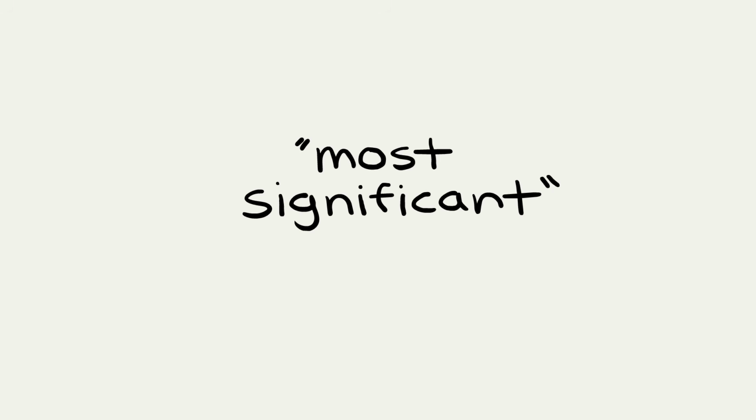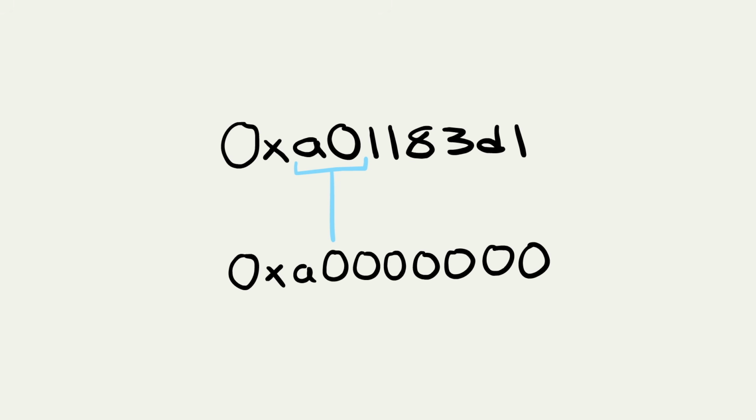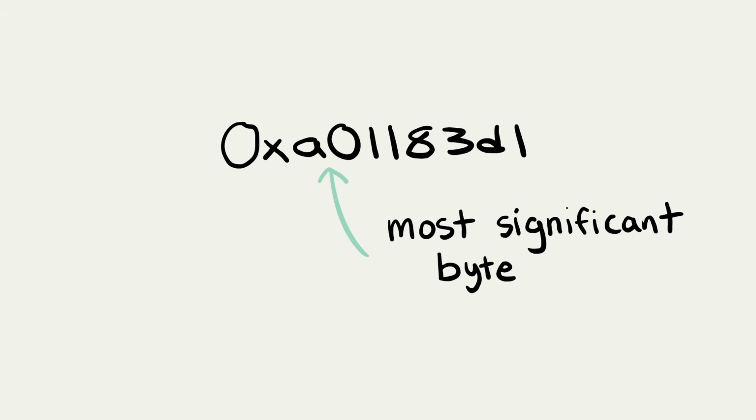To clarify what I mean by most significant, consider the decimal number 512. The 5 is the most significant digit because it actually represents 500. Similarly, in this hex number, the first byte is the most significant because it actually represents this number. And you can think of the most significant byte as the one that carries the most weight.